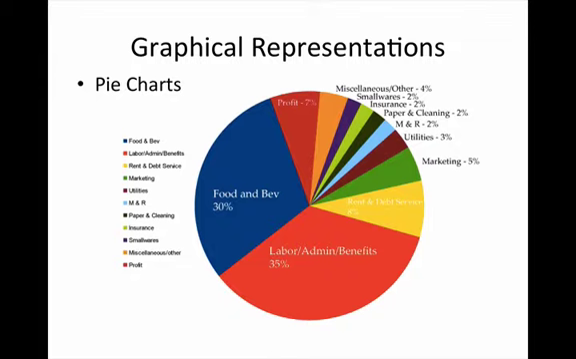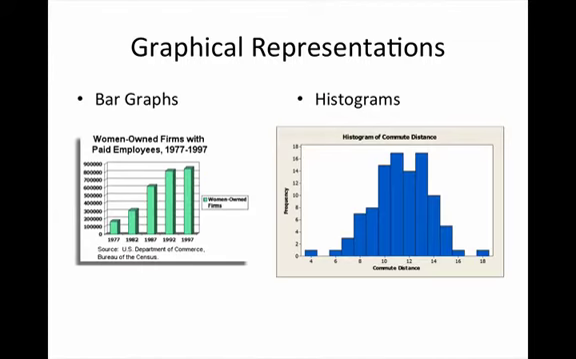So here I have kind of basic costs for a business. We have food and beverage costs, labor, administration and benefits cost, rent and debt service cost. This is kind of how to articulate the budget expenditures for a company. So each one of these little pieces of the pie is a certain percentage of amounts paid for this particular type of expense.